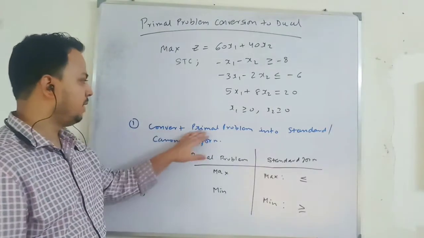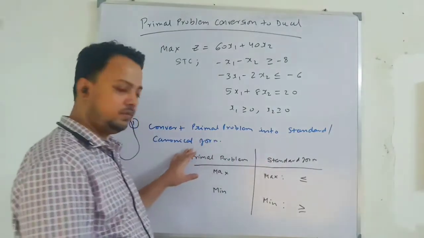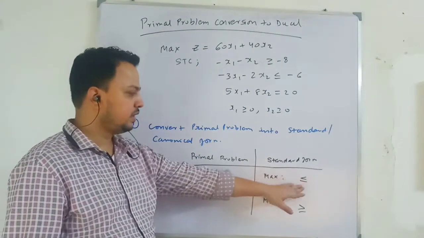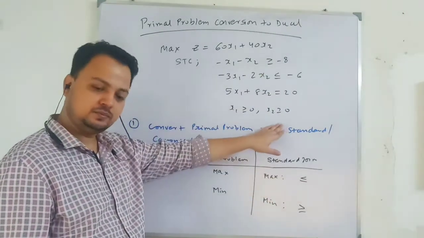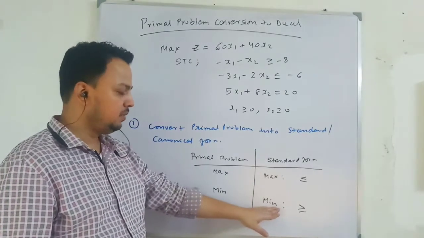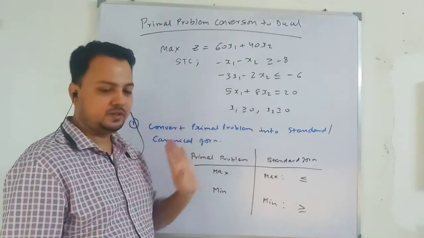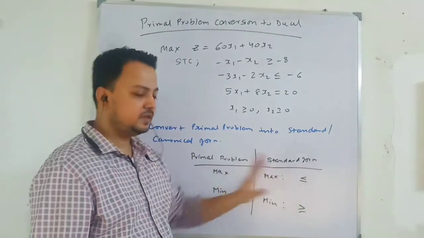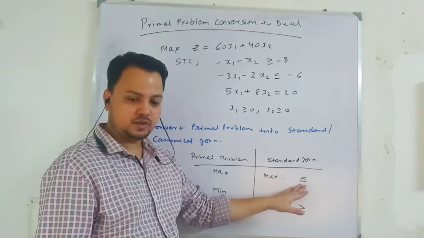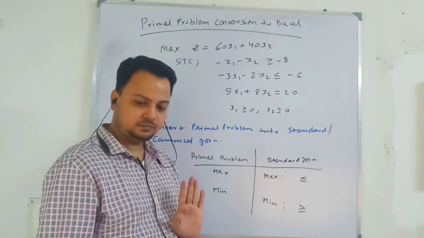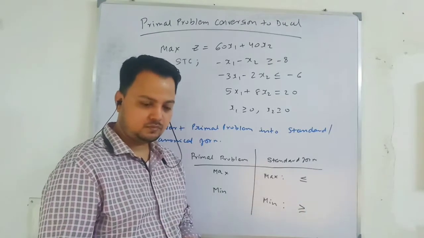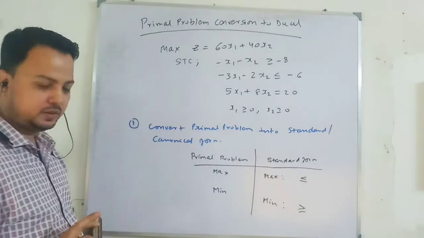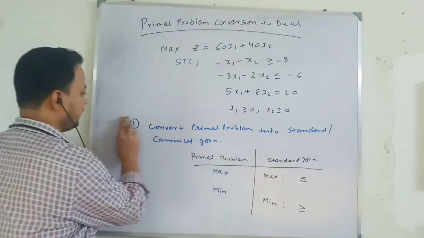So this is the first step we have to do: convert the primary problem into standard form. For maximization, the constraints will be less than or equal to sign, and for minimization we will make the constraints greater than or equal to sign. Since we are doing a maximization problem, we will first make the constraints less than or equal to sign. Clear? This is point number 1. Remember this. Second point.